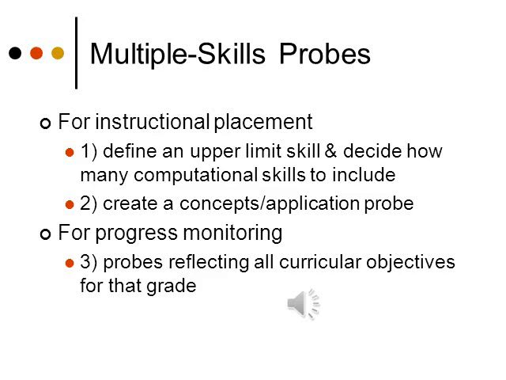For multiple skill probes, when we're talking about finding out about instructional placement, you have to come up with that upper limit skill and then a lower limit as far as how much you want to include. So if we're trying to figure out if the student's at second grade level, third grade level, we could look at that curriculum and see what the beginning skills and end skills are, and take a sampling throughout. And then we also want to create a concepts application probe.